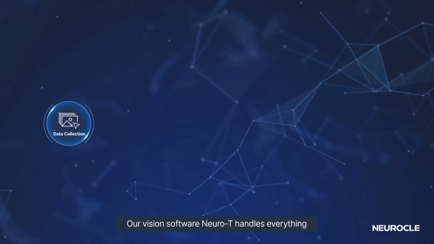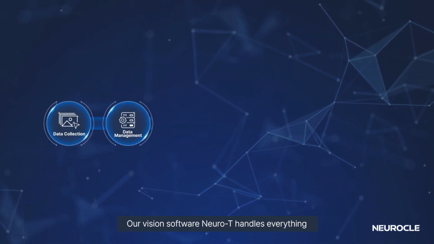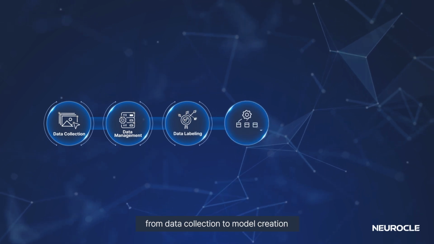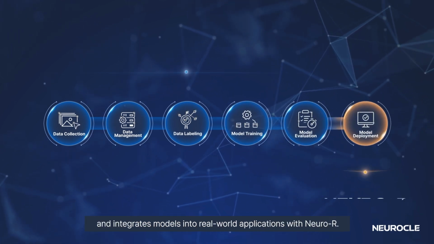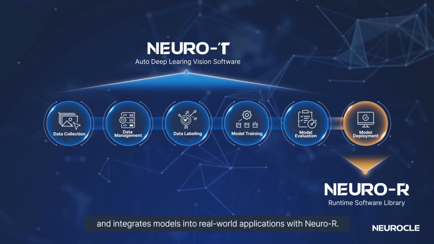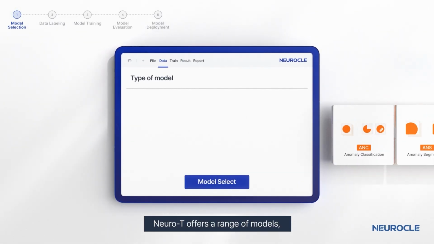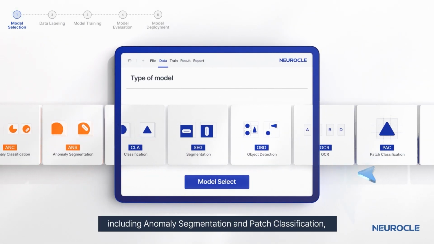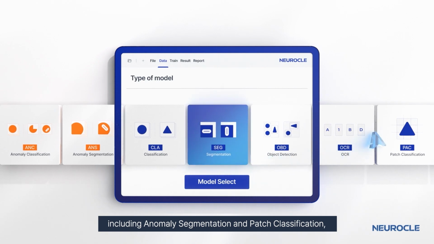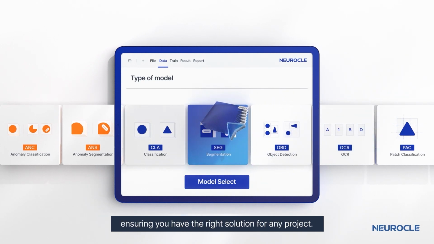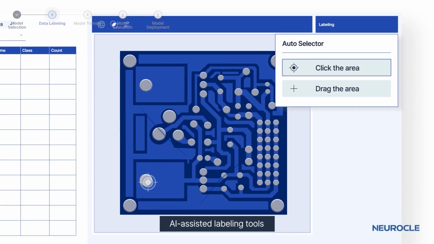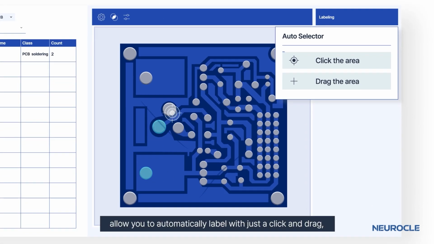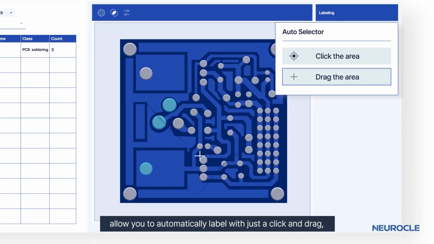single click. Our vision software, Neurocle, handles everything from data collection to model creation and integrates models into real-world applications with NeuroR. Neurocle offers a range of models, including anomaly segmentation and patch classification, ensuring you have the right solution for any project. AI-assisted labeling tools allow you to automatically label with just a click and drag.